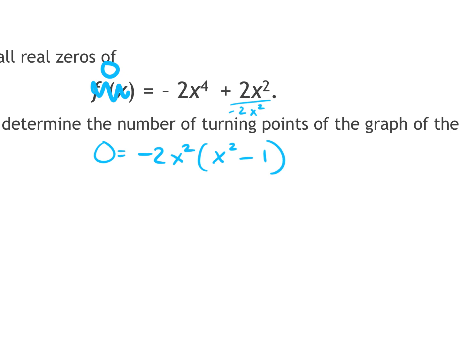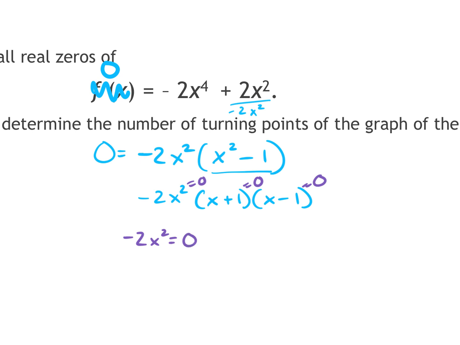We could factor it more if you want to just solve from here, that's fine too. Let's break it down a little bit more. Can I factor x squared minus 1? What does it factor into? x plus 1, x minus 1. So now we're going to set them equal to 0 and solve. So here we have negative 2x squared equals 0, x plus 1 equals 0, and x minus 1 equals 0. So x is going to equal negative 1 and positive 1.